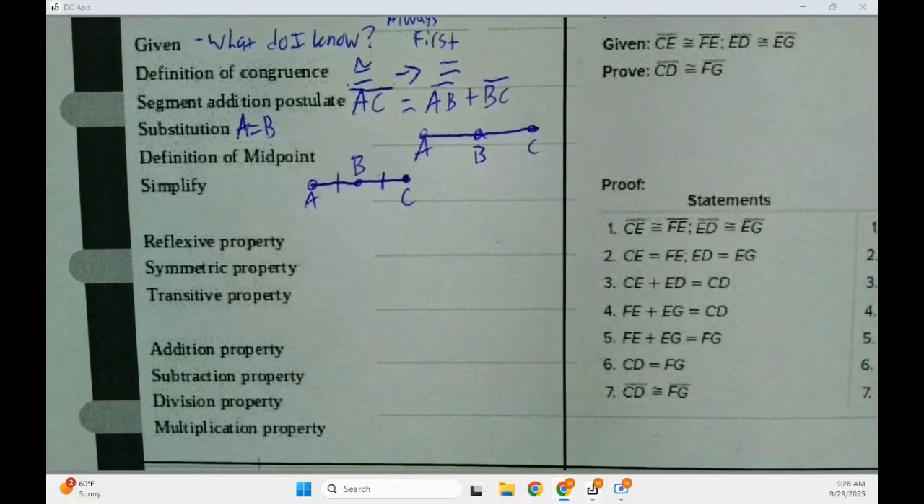So when I was asking you, step by step by step, what's happening? This is kind of what I'm saying: why was I able to say that I could add them together? Well, the segment addition postulate said I can. Or why did I know that I could substitute in the variable? Because I'm allowed to substitute, right? These are our bank of reasons. They are the reasons why we are able to do things.